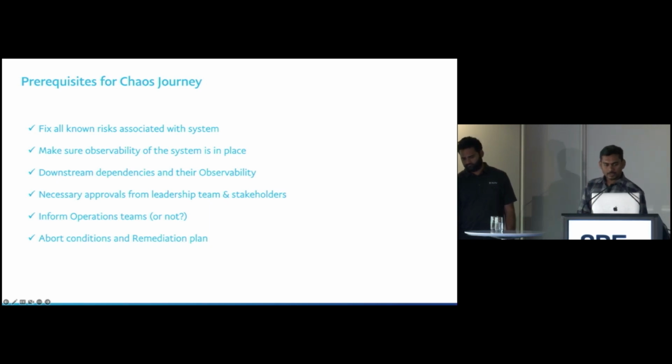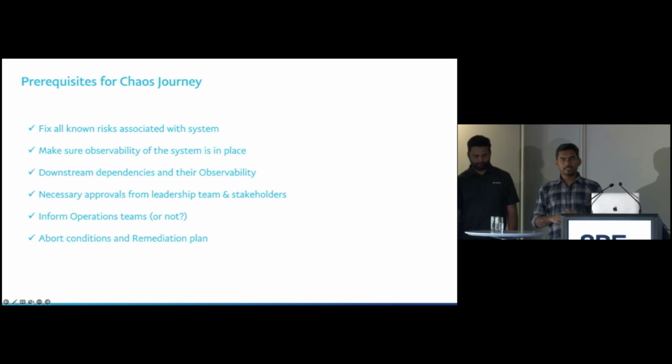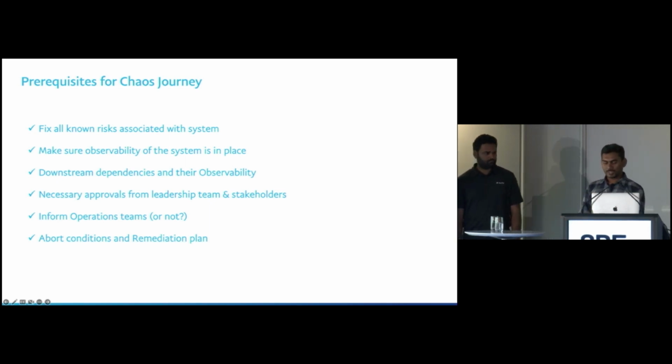So now that once we have these checklists completed, now let's get to the day of action, which we usually call game day.